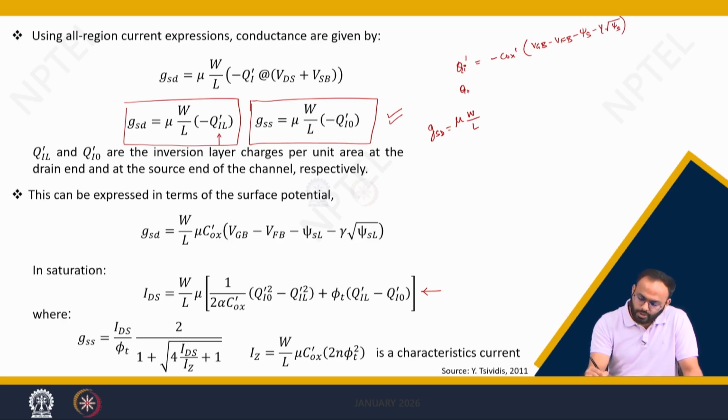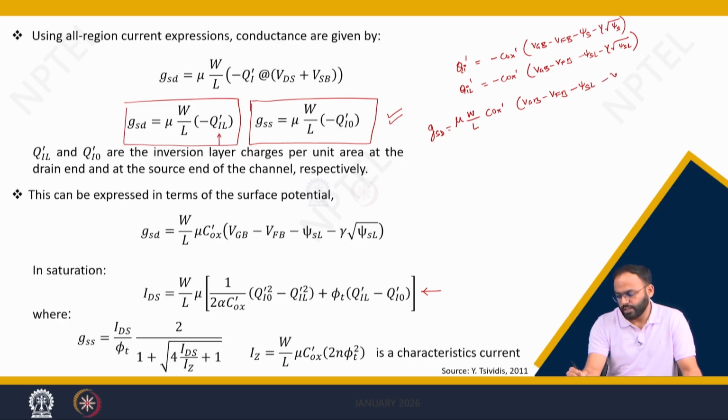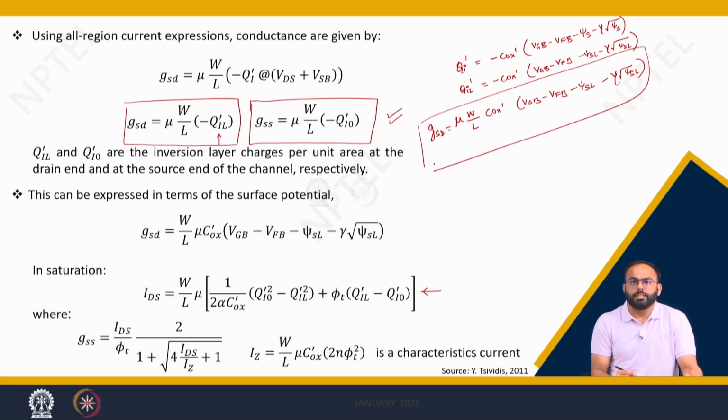As we are talking about QIL, it will be minus COX dash into VGB minus V flat band voltage minus psi SL minus gamma root psi SL. So this minus and that minus will be plus. You will be left with COX dash into VGB minus V flat band voltage minus psi SL minus gamma root psi SL. So ultimately, we represented the source to drain conductance in terms of surface potential.